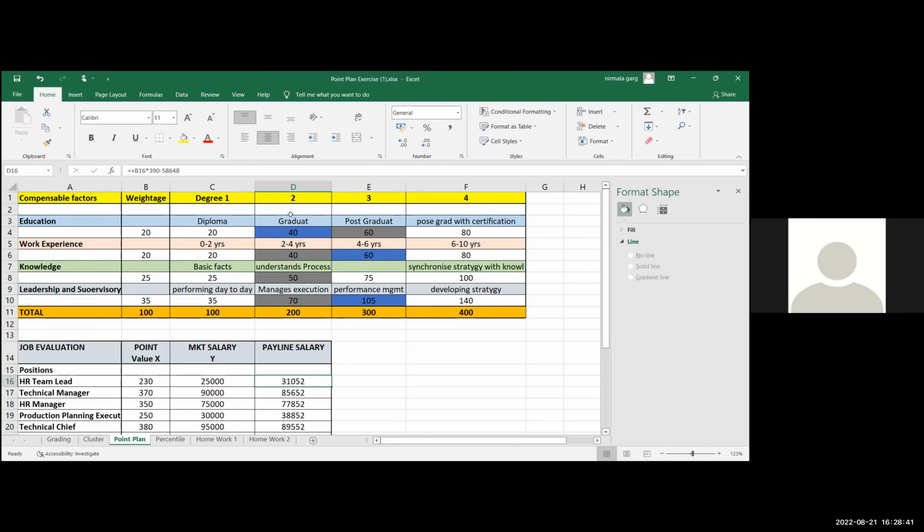Got it? No overlap, because you are assigning points to every degree. Now, step 4, what are we going to do?